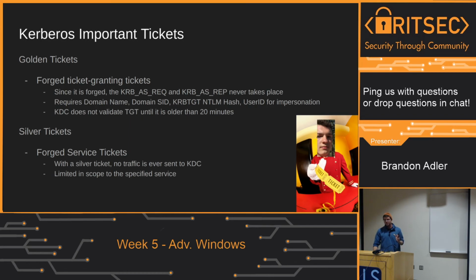So with the silver ticket, no traffic is ever sent to the KDC, and the scope is mostly limited to the specific service or application that you're trying to get access to. And it's worth noting that the golden and silver tickets are valid, since they're derived from the password of that Kerberos service account, right? They're valid for basically infinity, right?